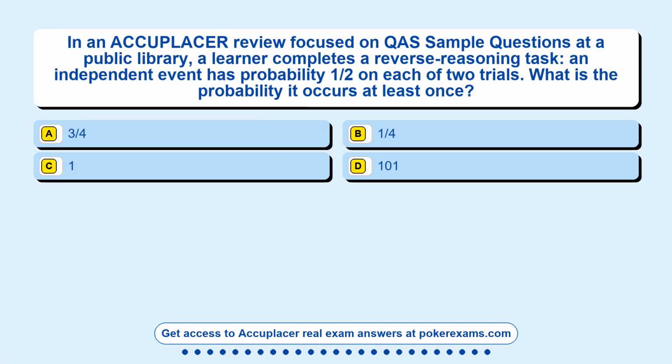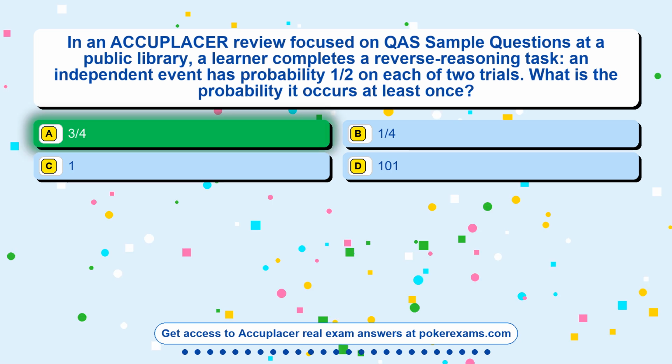Question 11. In an ACCUPLACER review focused on QAS sample questions at a public library, a learner completes a reverse-reasoning task. An independent event has probability 1/2 on each of 2 trials. What is the probability it occurs at least once? Option A, 3/4. Option B, 1/4. Option C, 1. Option D, 101. The correct answer is option A, 3/4.